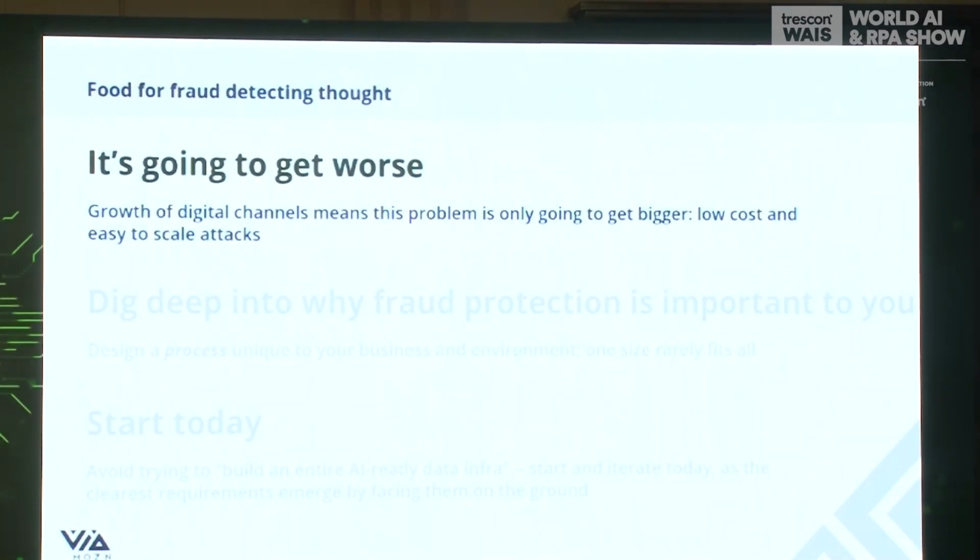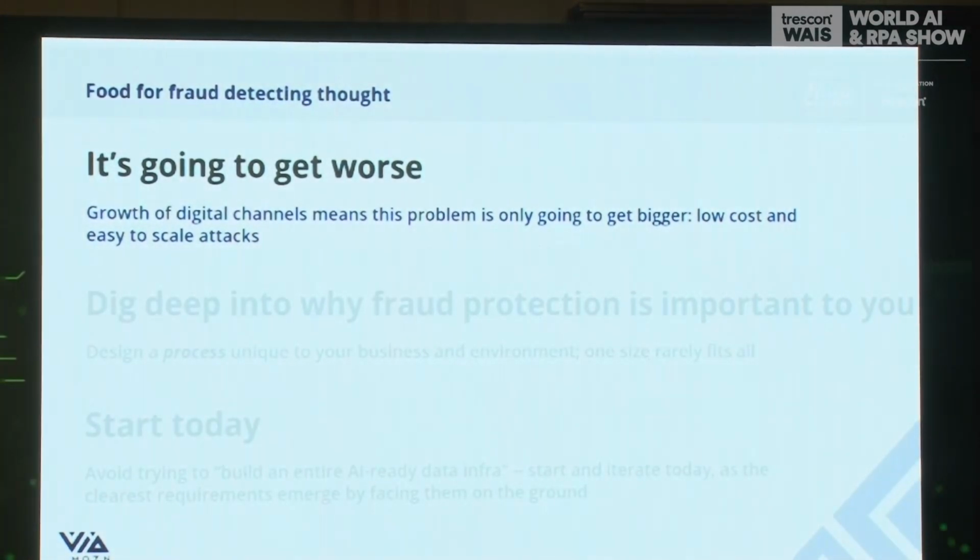Now, to close, I'd like to leave you with a few nuggets of food for fraud detecting thought. The first is that, unfortunately, I hate to be the pessimist, but the problem of fraud and fraud detection is only going to get worse. Digital channels are growing, and it's incredibly cheap and easy to scale these attacks. So it's not going to get easier on its own.